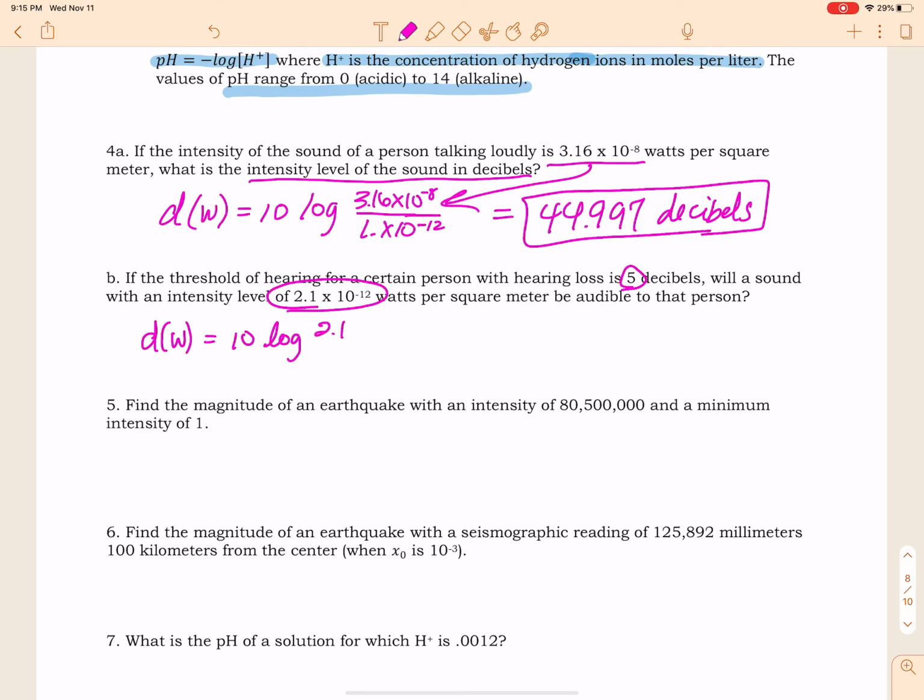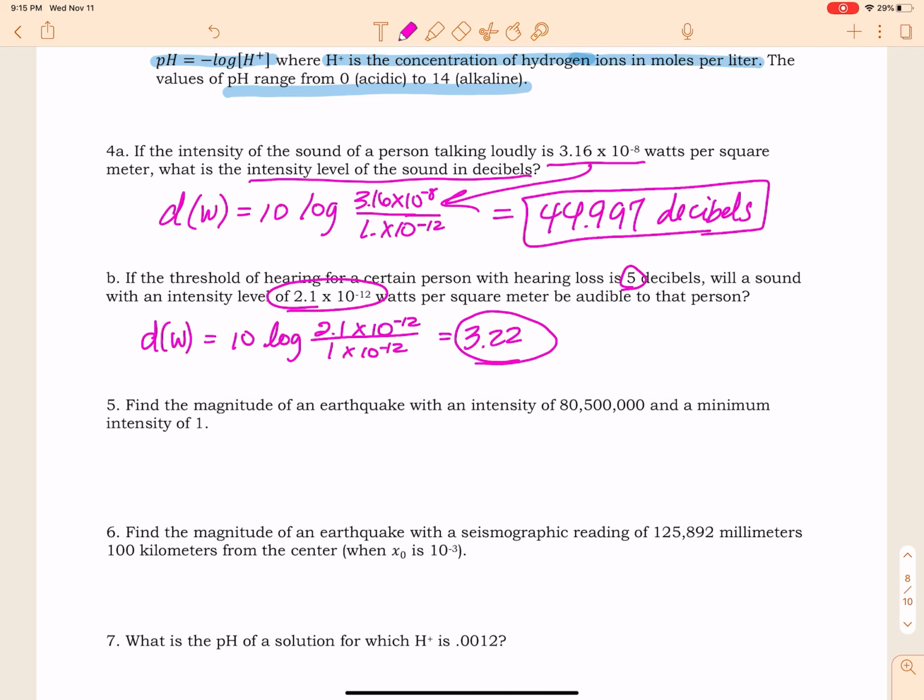So I am just going to write it over 1 times 10 to the negative 12. And of course, use my calculator again. I'm trying to save time on your video though. So I get 3.22. So will a sound with an intensity level that has this many decibels, will this person be able to hear it? Well, if their hearing loss is 5 decibels, if that's their threshold, then they're not going to hear this because it's going to be too few decibels for them to hear.